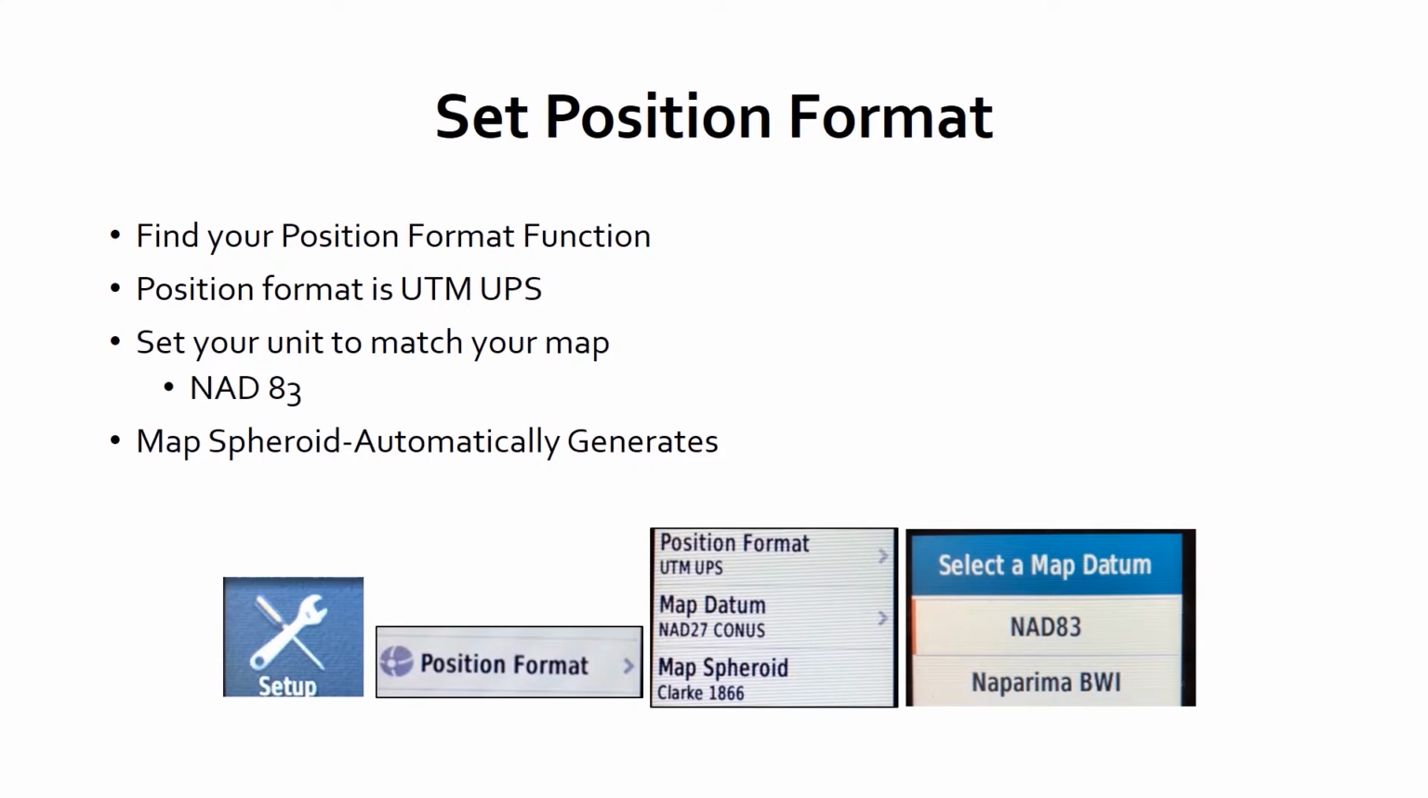Okay, then what you're going to want to do is go in and find your position format function. Usually this is in your setup menu. And you're going to want to set your GPS to the position format of UTM UPS. So you just touch where it says position format, it will give you a menu and you select that. Next, you're going to go down and set your unit to match your map, which in this case is NAD 83. So you hit the second line, find NAD 83 and click it. Your map spheroid automatically generates. This is based on where you're located, so don't try and change that, it won't let you.